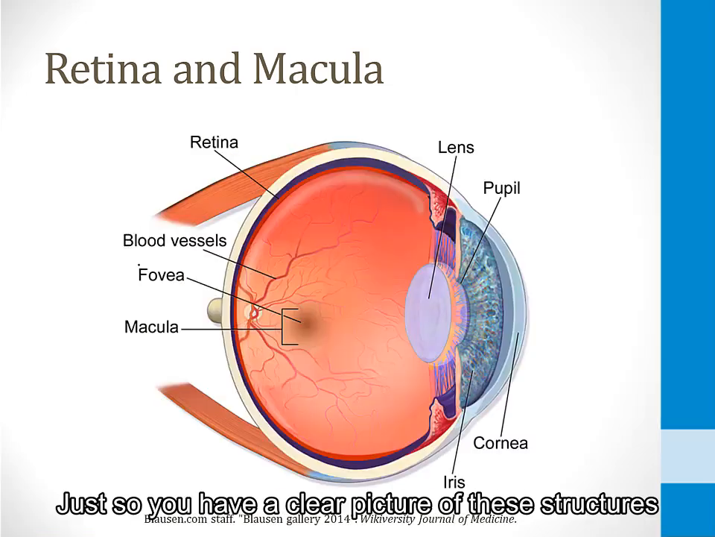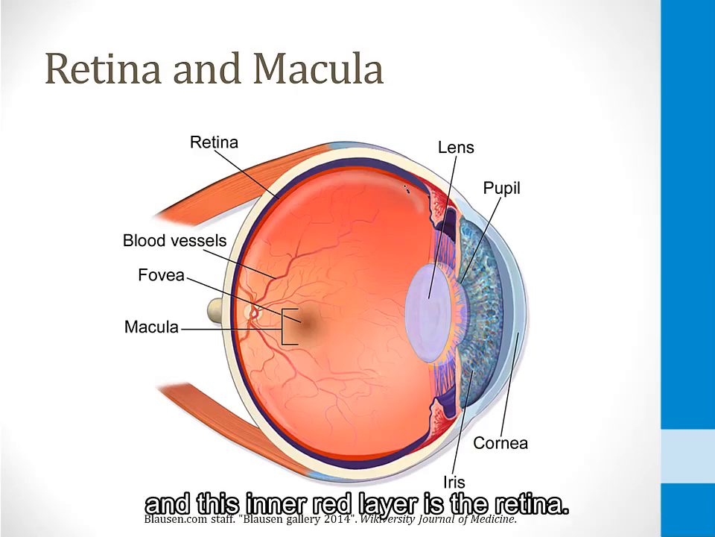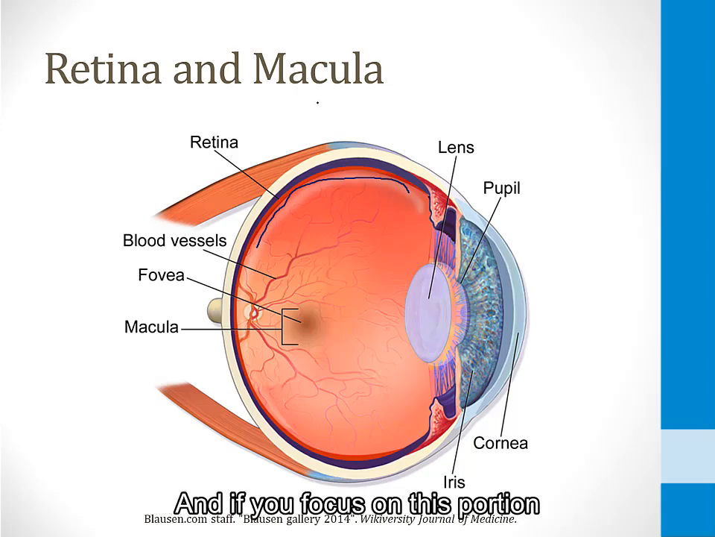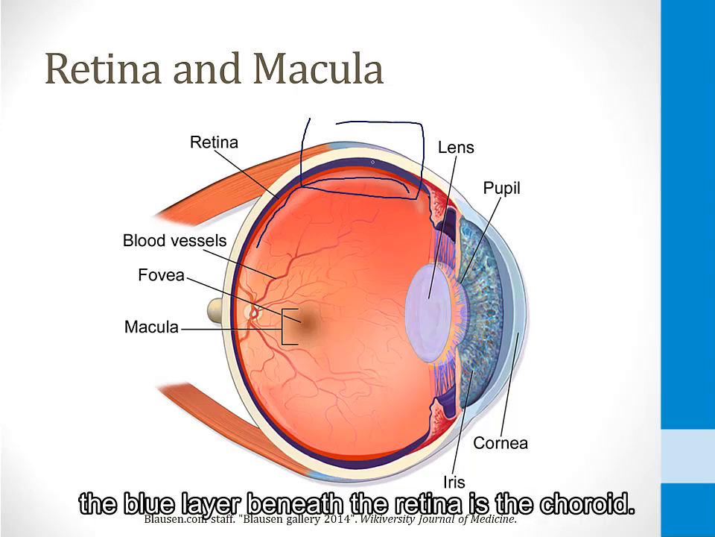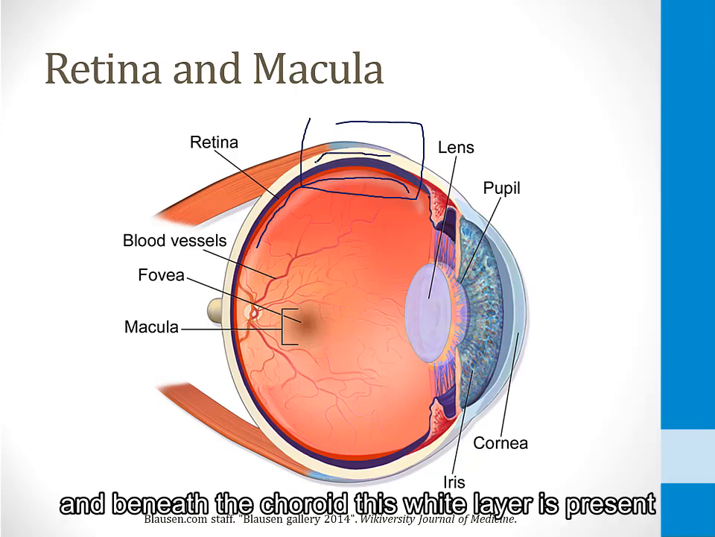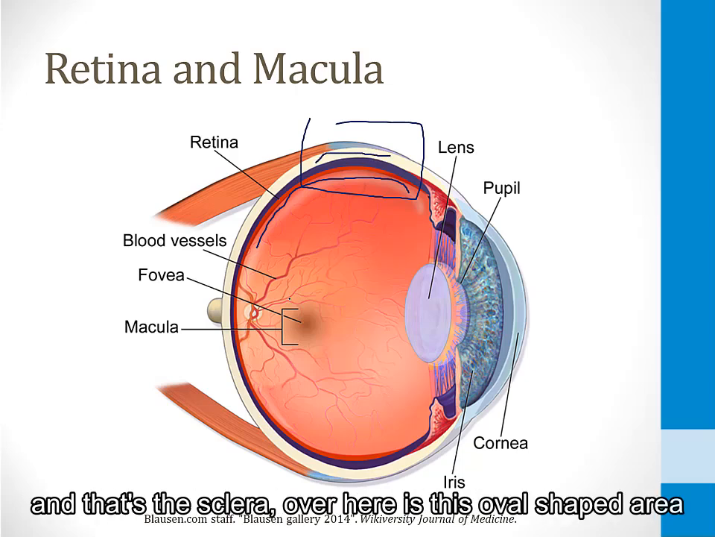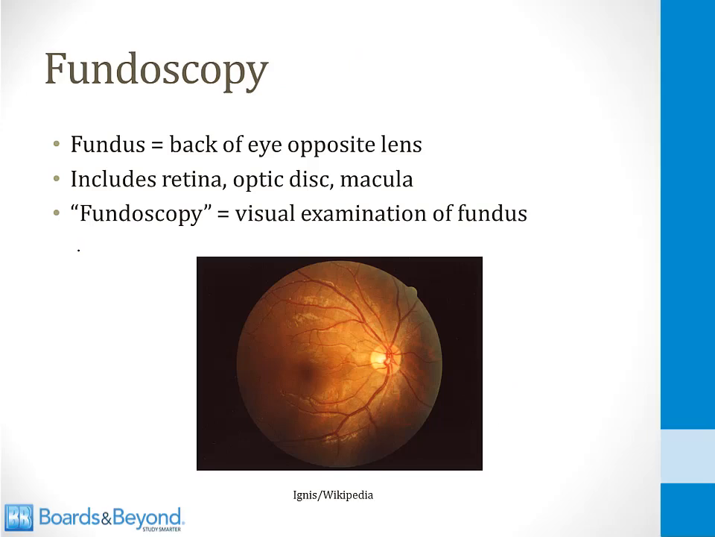Just so you have a clear picture of these structures in your mind, shown on the screen is a drawing of the eye, and this inner red layer is the retina. If you focus on this portion of the drawing at the top of the picture, the blue layer beneath the retina is the choroid. That's the vascular layer that supplies blood to the retina, and beneath the choroid this white layer is the sclera. Over here is this oval-shaped area, that is the macula, and at the center of the macula is where you find the fovea.